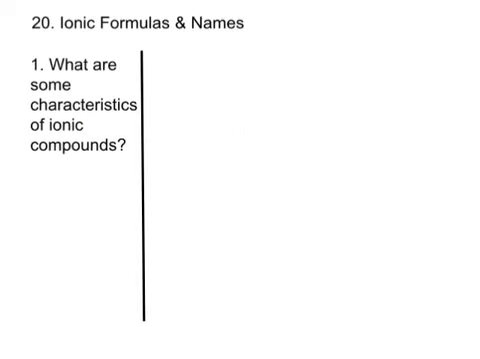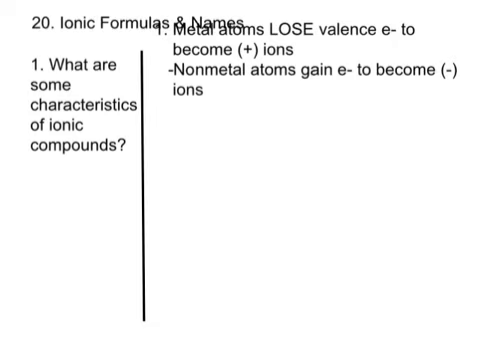Alright, in these notes we're going to do a little review from last time. What are some characteristics of ionic compounds? So first, hopefully you remember that in an ionic compound, or in an ionic bond, metal atoms are going to lose their valence electrons to become positive ions, or what are called cations. And remember, they lose all of their valence electrons. So if they have one valence electron, they will lose that one. If they have 3 valence electrons, they must lose all 3 in order to make a bond.